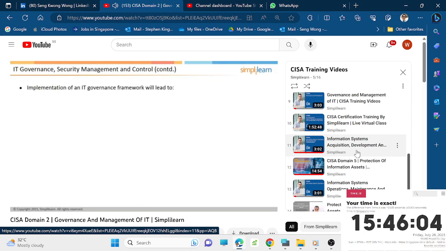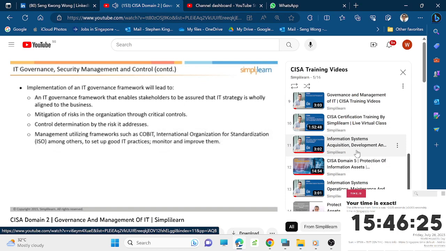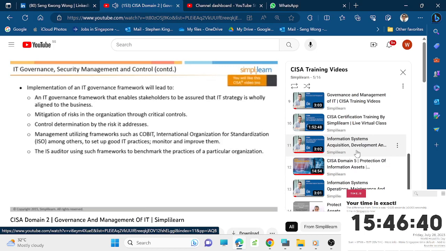Implementation of an IT governance framework will enable stakeholders to be assured that IT strategy is wholly aligned to the business, risks in the organization are mitigated through critical controls, and controls are determined by the risk they address. Management uses frameworks such as COBIT and the International Organization for Standardization, ISO, among others, to set up good IT practices, monitor, and improve them. The IS auditor uses such frameworks to benchmark the practices of a particular organization. Let us focus on the main areas of coverage in the following screen.